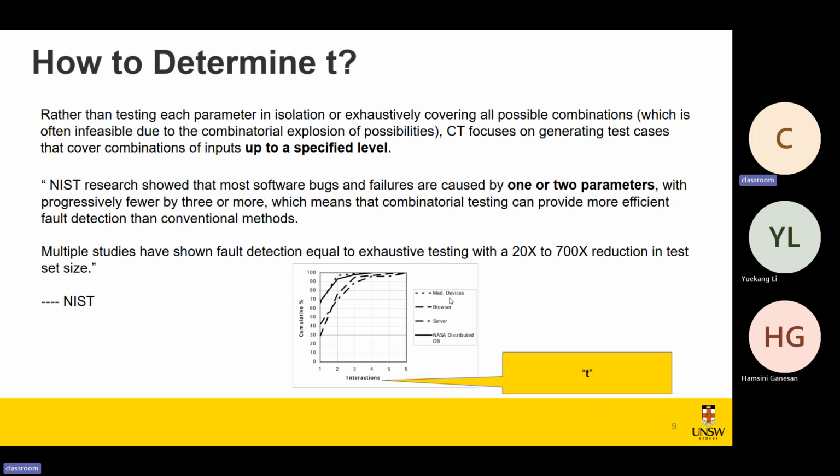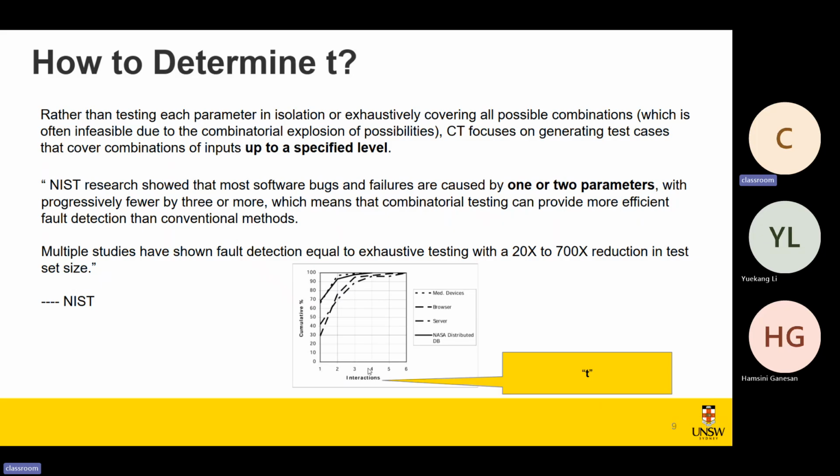You can see that they tested different types of software: medical devices, browsers, servers, and distributed databases. If we set the value of t to be 2, for most of the systems we can already cover around 70% of bugs. If we set the value of t to be 3, then we can cover almost 90% of bugs for all the systems here. So normally we don't need to test the combination.